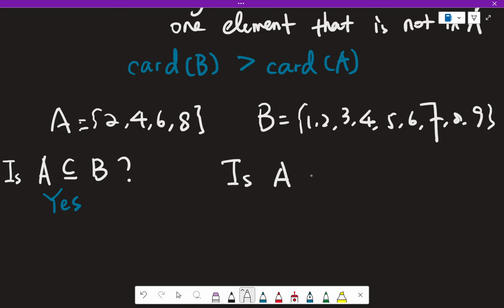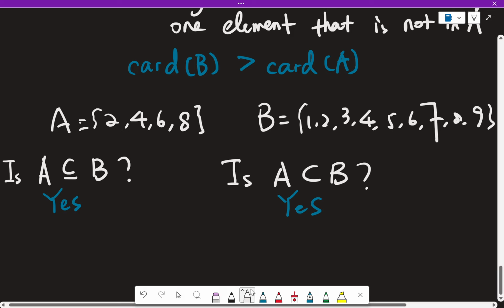Is A a proper subset of B? We already see that all these elements are included in set B, and set B has other elements here. So the size of B is larger than the size of A. So we can confidently say, yes, A is a proper subset of B.